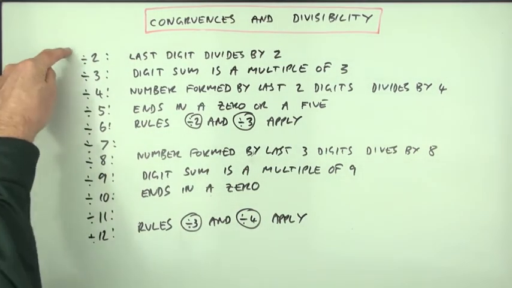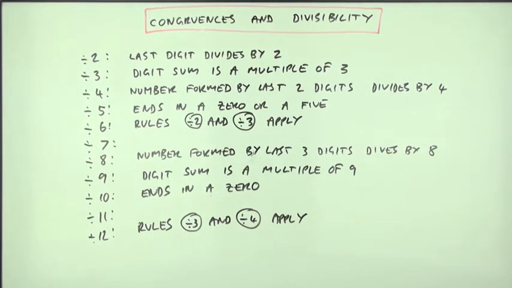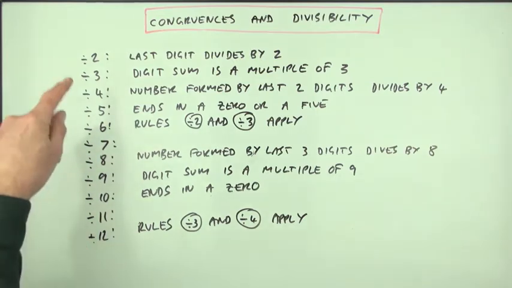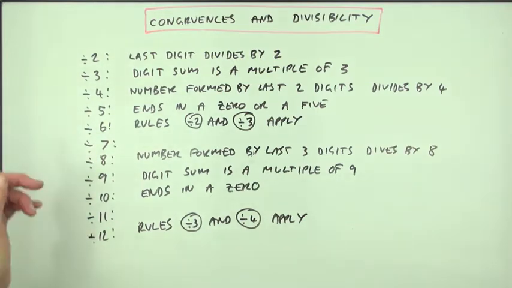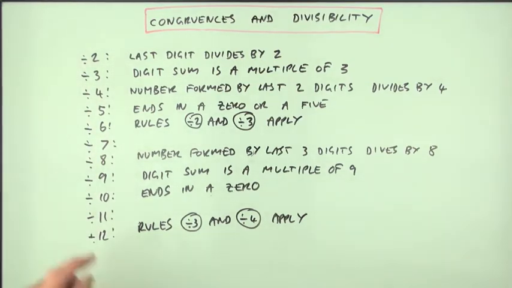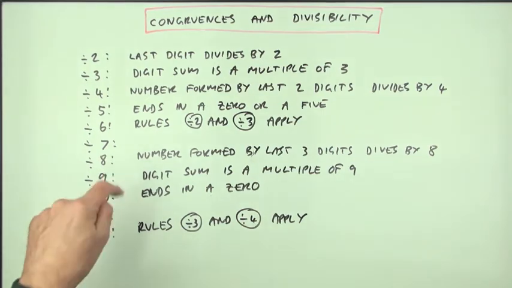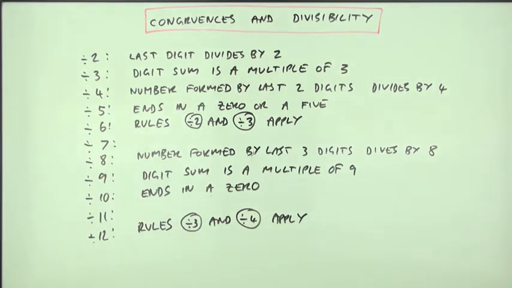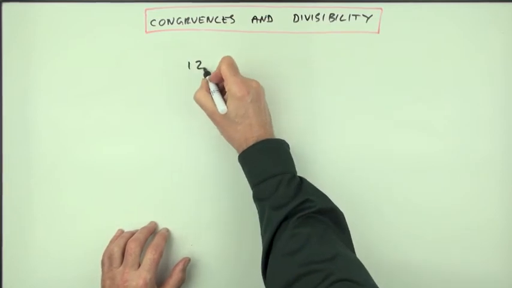And what about this business about congruences? How do congruences establish all of these rules? Now, I'm not going to go through them all. I'll just pick out a couple: divide by 2, divide by 8, divide by 9, and then do the divide by 7 and 11. But first, a little check on those divisibility rules.